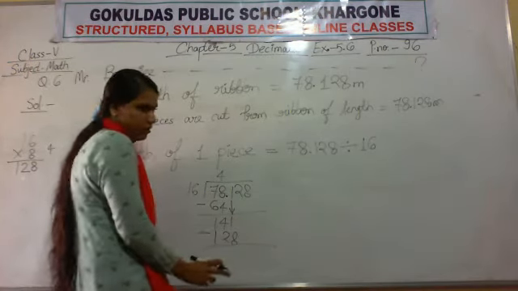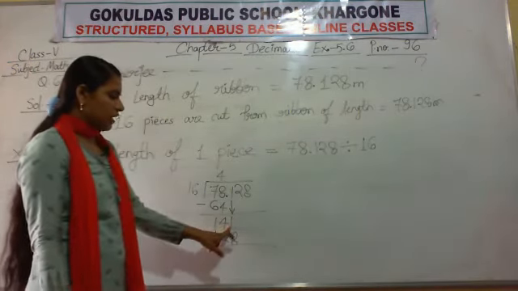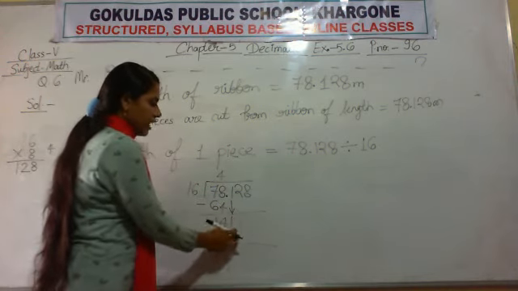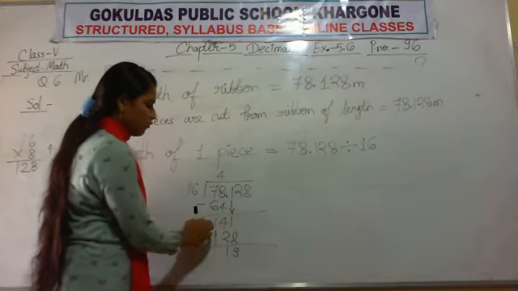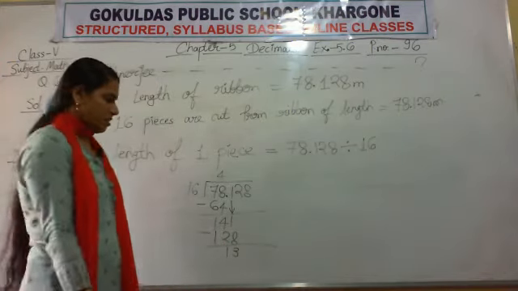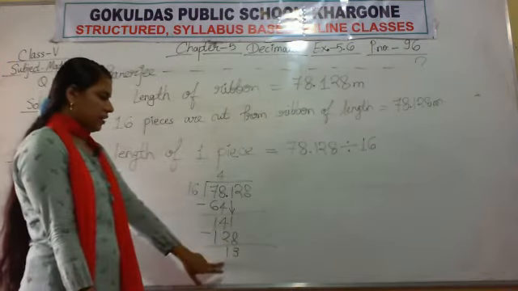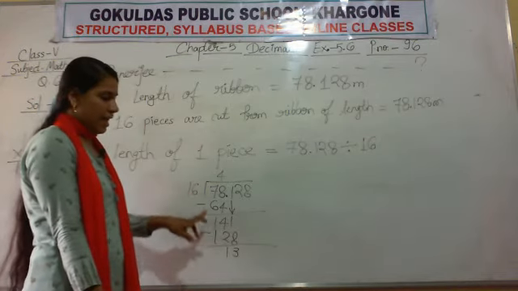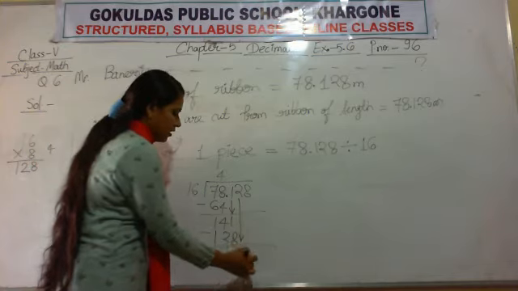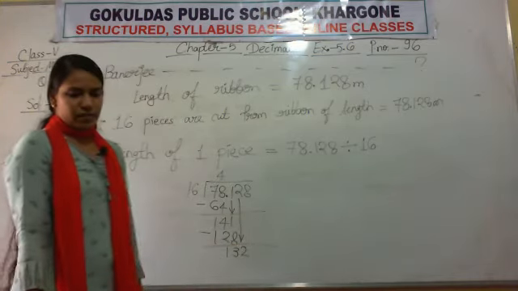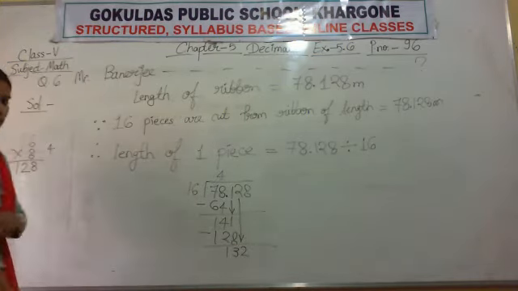1 minus 8, not possible, so we need to take borrow. It becomes 11. 11 minus 8 is 3. Here 3 minus 2 is 1, and 1 minus 1 means 0. Now your number is 13, which is not divisible by 16, as 13 is smaller. So we need to bring down this digit here. Our number is 132.